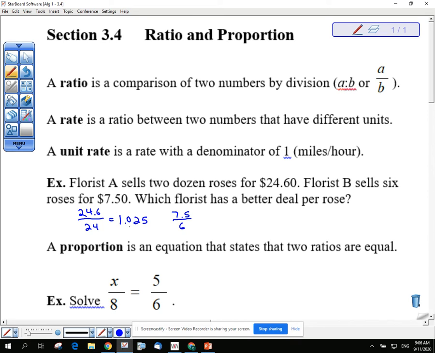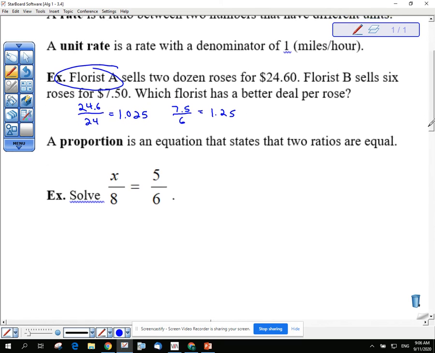Meaning it's $1.02 for a rose, whereas the other one is $1.25. So per rose, which one is better? Florist A is better, right? Those are unit rates. That's $1.02 per rose, a unit rate, and $1.25 per rose for this second florist.